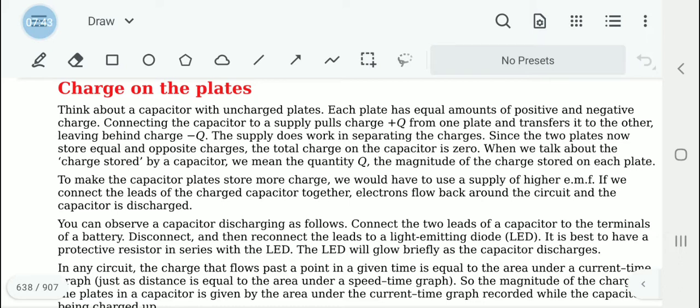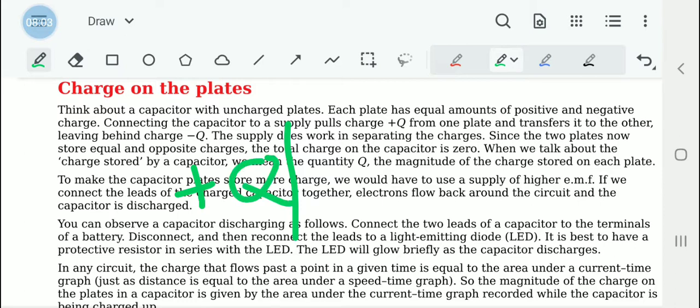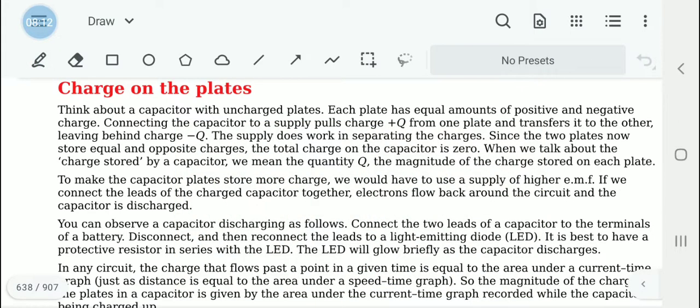When we say the charge stored by a capacitor, we are talking about the quantity Q, which is the charge stored on each plate. We are not going to talk about the overall charge between the two plates, but the charge on one. I suppose you understand that. For example, if this plate contains plus Q charge, then this one is going to contain minus Q charge. So the overall charge is 0. We are not going to talk about that. We are going to talk about each plate.